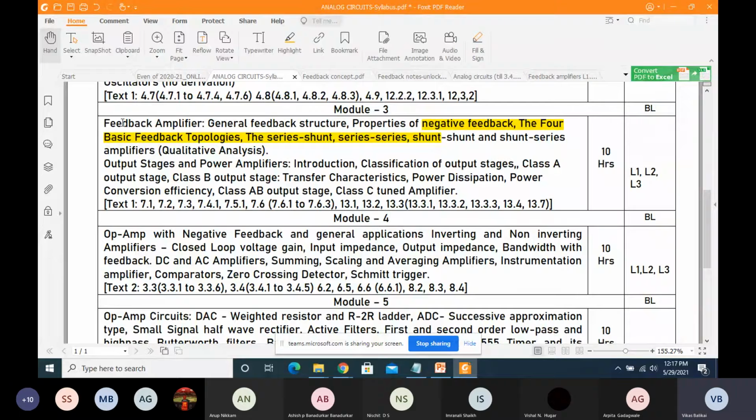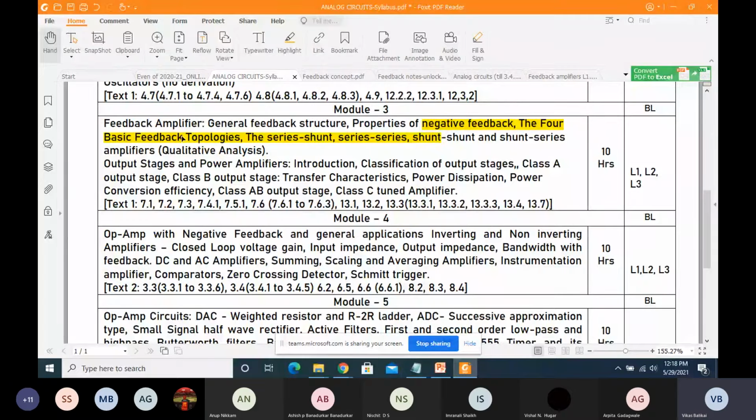Now, in the feedback amplifier module, this module is broken into two sections. The first section, we are going to talk about the entire structure of feedback amplifier, a few properties, and how we are going to ensure those properties are valid. Immediately we're going to discuss the different topologies that are available in the feedback categories. We already learned two categories, and here we are going to learn how we categorize, or what the different names of feedback amplifier configurations are, that are available entirely. That we are going to study.